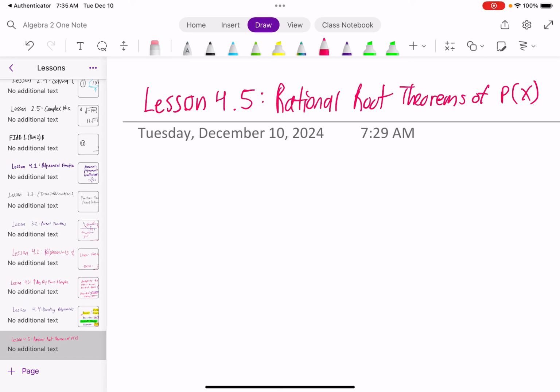So today we're covering lesson 4.5 on rational root theorems of polynomial functions. Now, what the heck is rational? Rational means that you have something divided by something. That's a ratio, right? Ratios are like one thing over another, like 2/4, like fractions, right?